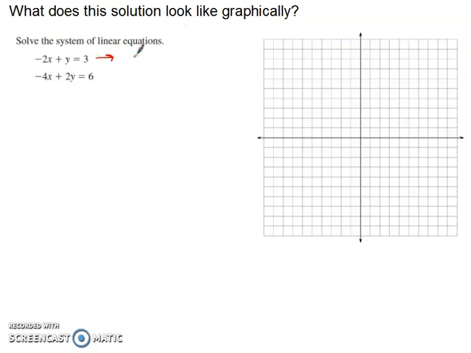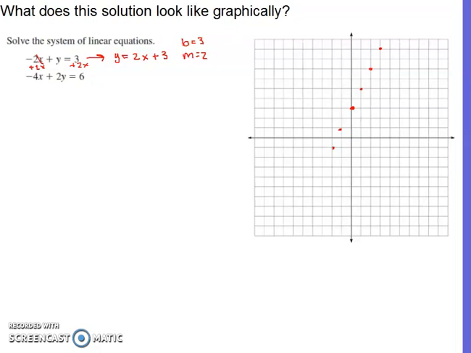My first equation, I'm going to go ahead and add the 2x to both sides to put it in y equals mx plus b form. So y is equal to positive 2x plus 3, which means that b is equal to 3 and m is equal to 2. So b is 3 and then m is 2, so up 1, right 1, up 1, right 1, up 2, right 1, excuse me. I could also go down 2, left 1. And my graph would look something like this.